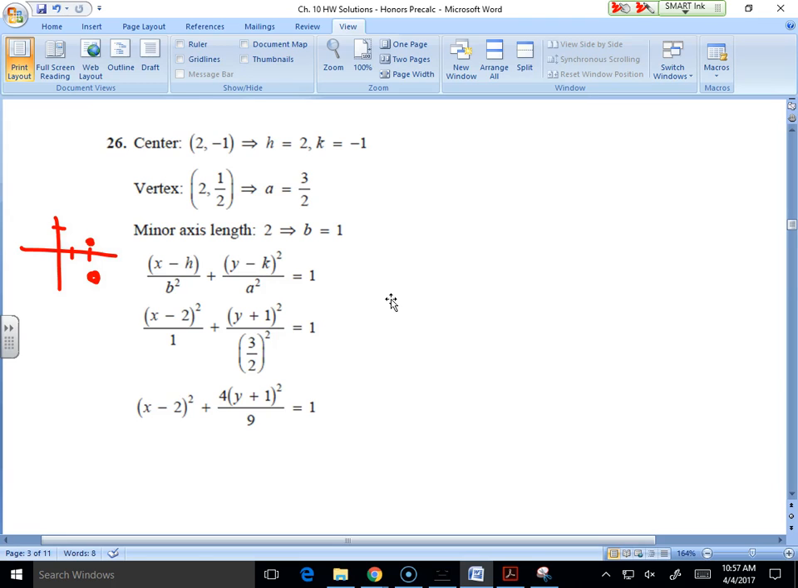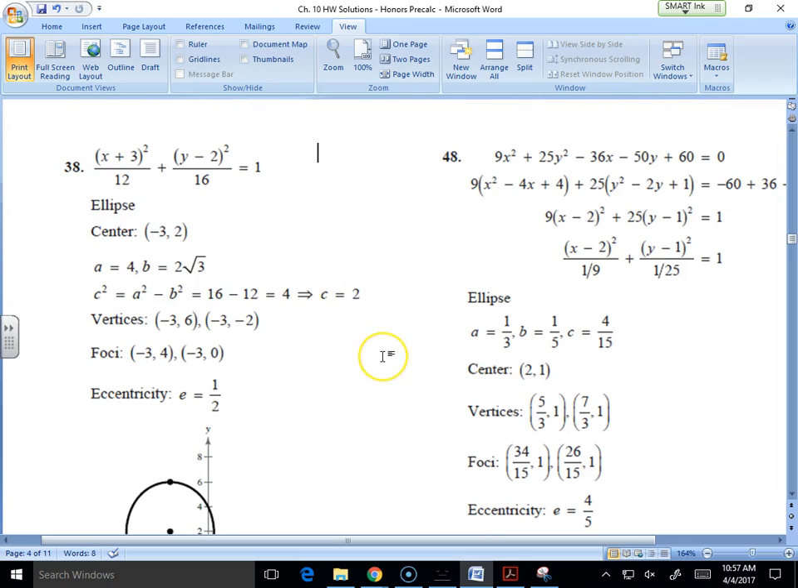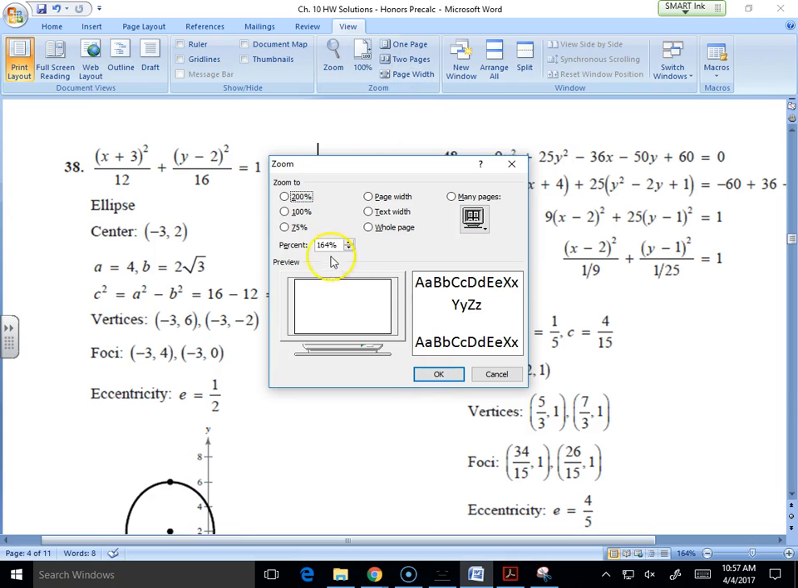Are we good on 26? Did yesterday kind of help you guys in how they look, the 4/9? Because it's over and then we flip it? Okay. You only have 2 more? Ugh. They're intense. Here's 38. Let me zoom out just a little bit to see if we can fit it.